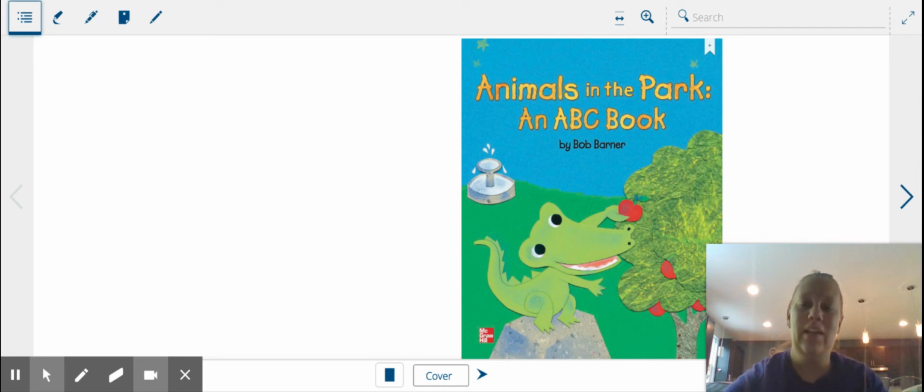Hey guys, we are back again this week and we are talking about our families. We are going to start our stories this week with Animals in the Park, an ABC book. This is the one we read last week as well, but we're going to look at some different things today.